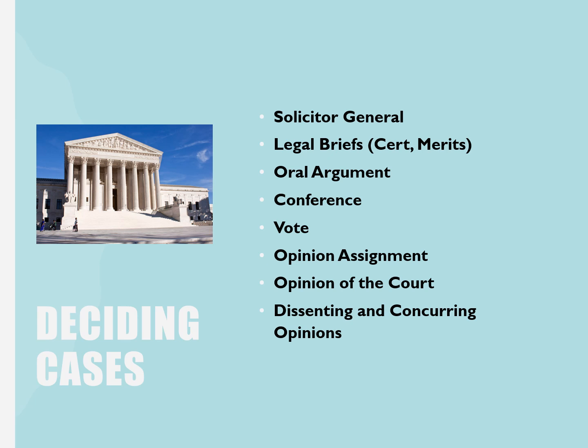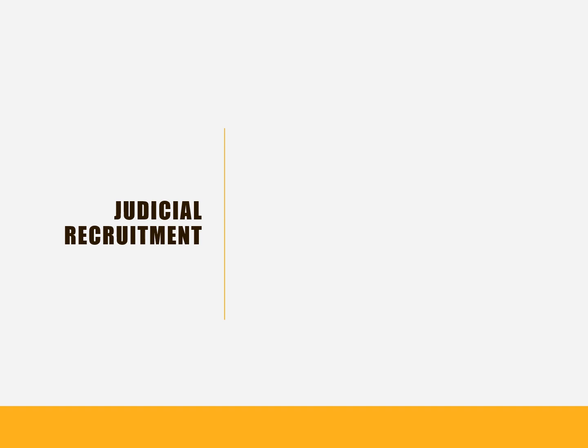Now, if you disagree with the opinion of the court and you disagree with the decision, you can write a dissenting opinion. If you agree with the decision of the court, but you disagree with the opinion, you can write what's called a concurring opinion to spell out why you would have decided the case the way you did.